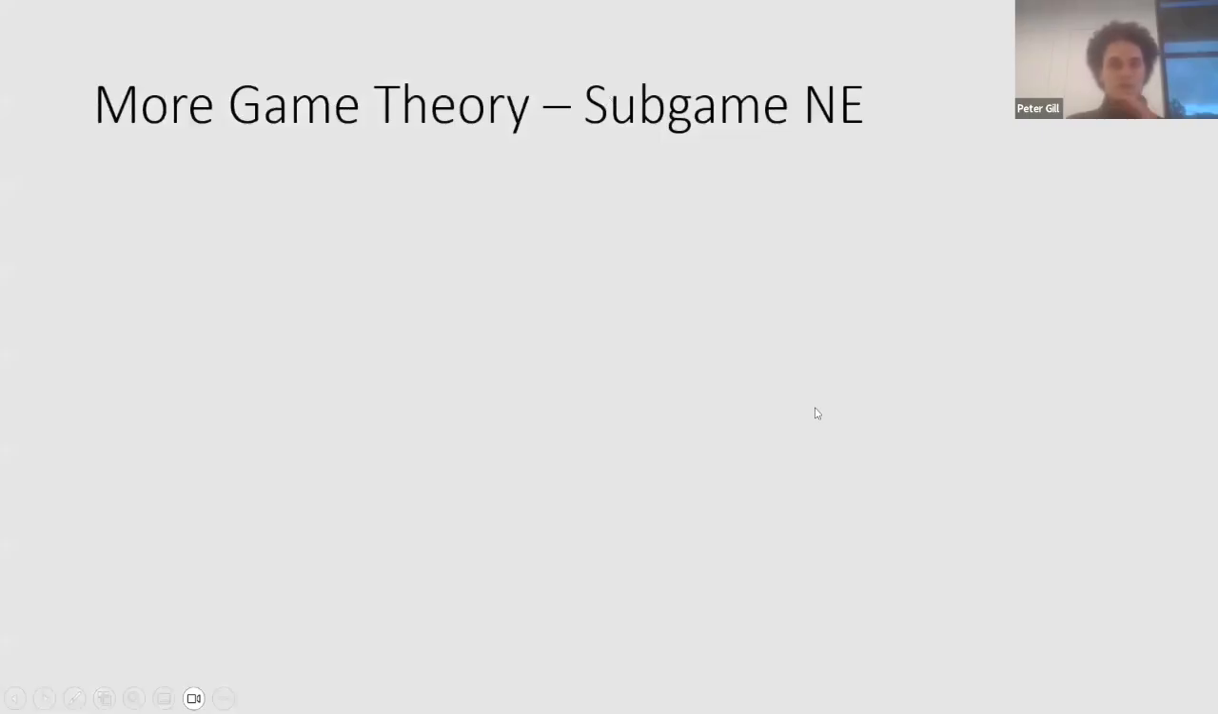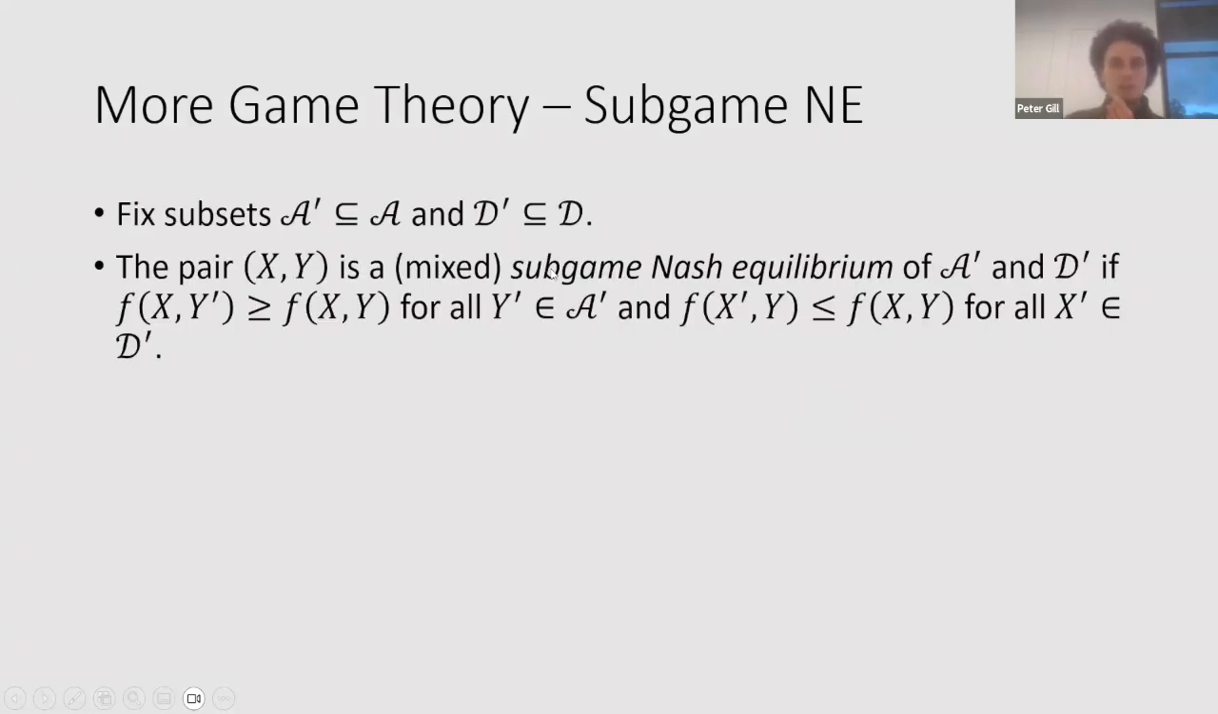Just to explain the concept a bit better, a natural definition is a subgame Nash equilibria, where you only care about a subset of your actual strategy space. So if in A dash and D dash you're a Nash equilibrium, that's a subgame Nash equilibrium within A dash and D dash if you are with respect to those sets. So I'm only caring about what's going on inside those sets. I don't care what happens outside.